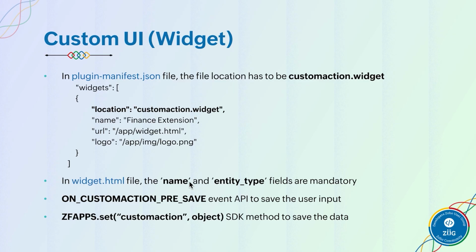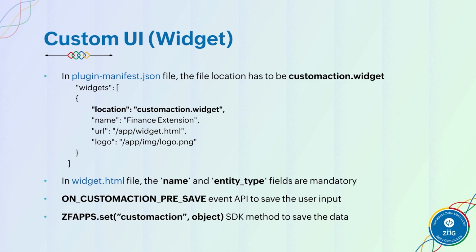Then, before saving your custom action, Zoho Books triggers an event API called onCustomAction presave. This is where you define your required fields plus any other fields that you need for your implementation. This API will act as a checkpoint for validation, which makes sure everything is in place before your widget is saved and associated.